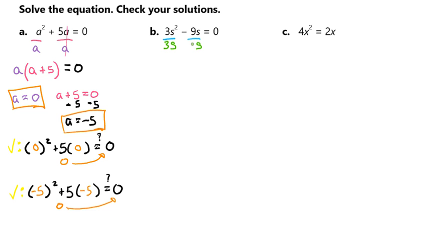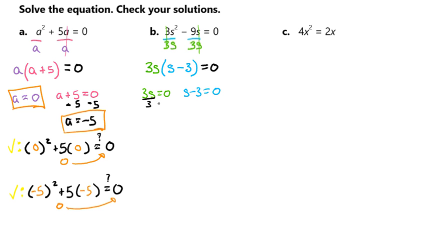It's also the number 3 that can come out, which gives us 3s times (s minus 3) equals 0. Because 3 divided by 3 is a 1, and we had 2 s's and took 1 away, so it left us with 1 s, and 9 divided by 3 is 3, and the s take away the s means there's no s's to write down there. So now we can use our zero product property, so 3s equals 0, and s minus 3 equals 0, and we're ready to solve for s.